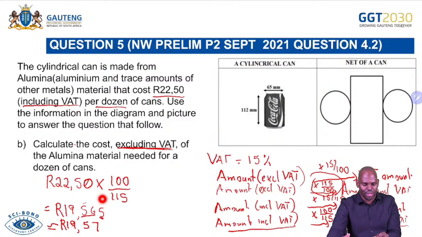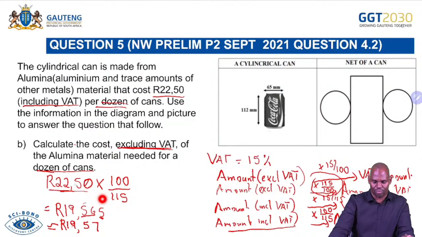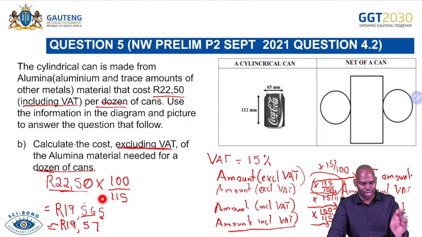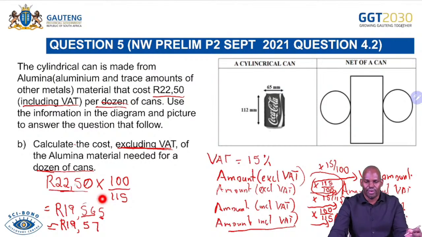And remember, they say material needed for a dozen cans, but the R22.50 was already for a dozen, so we don't even multiply by 12 or anything. So it's just R19.57. Okay, then the next question.